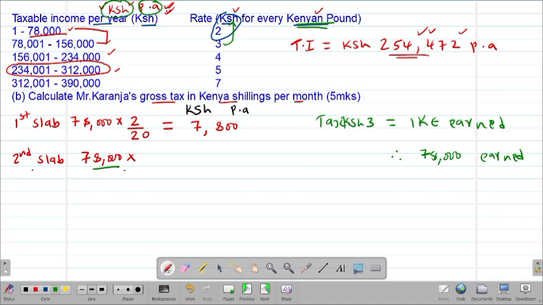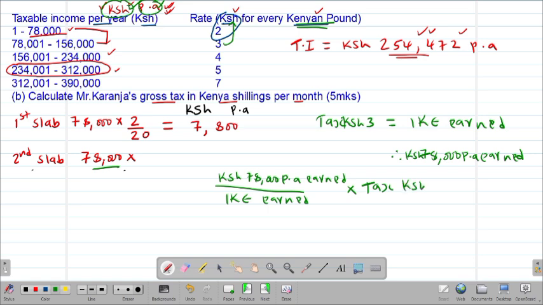So remember, the 78,000 was in Kenya shillings per annum. So we're going to take the Kenya shillings of 78,000 per annum, which is being earned, divided by 1 Kenyan pound, which is also being earned. Then of course we multiply with a tax of 3 Kenya shillings, which is being deducted.